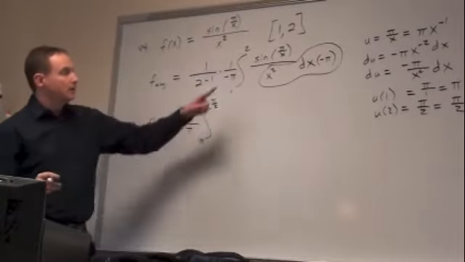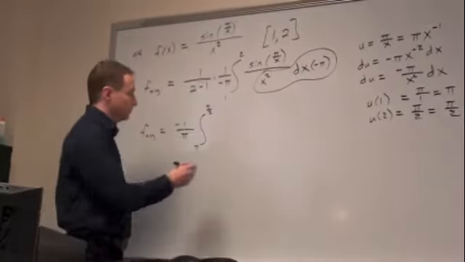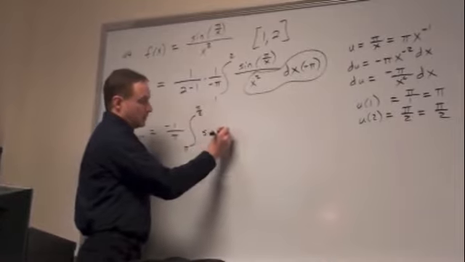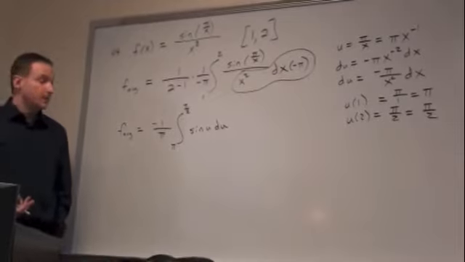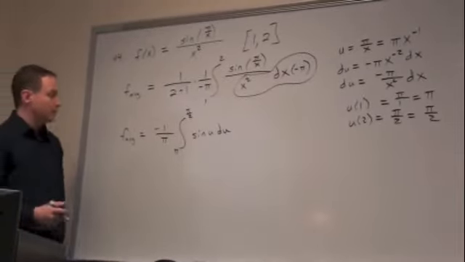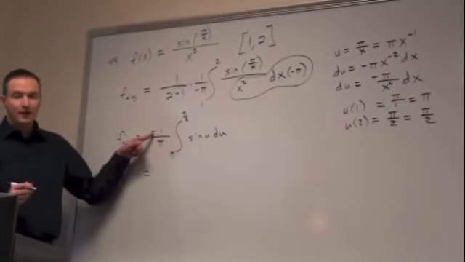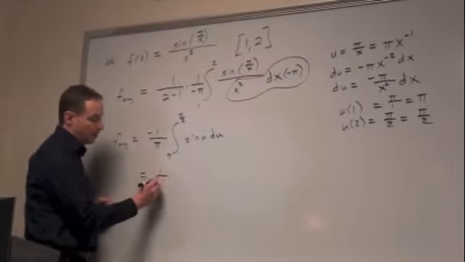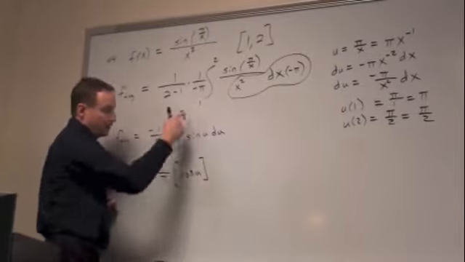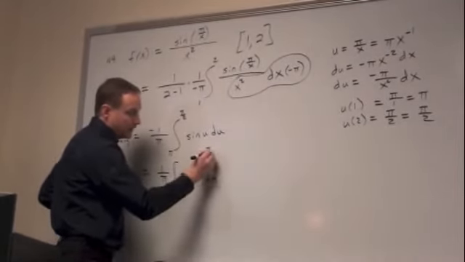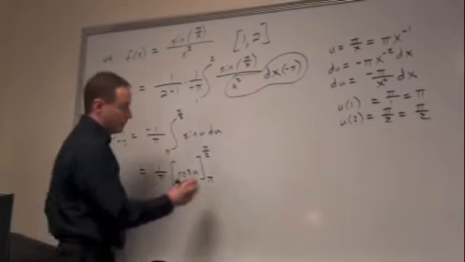What's inside? All of this becomes du. All of that becomes just the sine of u, sine of u du. Now we can integrate and say the integral of the sine is the negative of the cosine. That's actually nice because the negative of the cosine is going to cancel with this negative out here. And I'll just have 1 over pi times the cosine of u evaluated from pi to pi over 2. So I eliminated the negative with the negative I had outside.